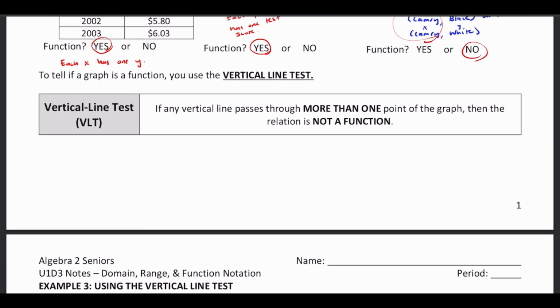Okay, so now what we're going to do is we're going to tell if a graph is a function by using something called the vertical line test. Now, a vertical line looks like this. If a vertical line touches the graph more than once, then it is not a function. However, if it touches the graph only once, then it is a function.